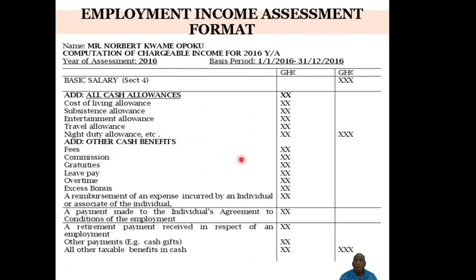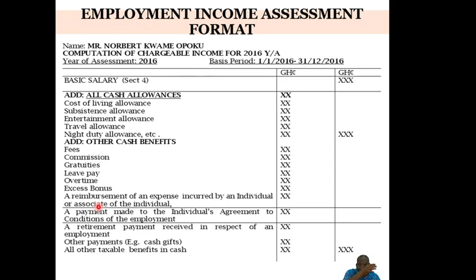So all the allowances, and then you add fees, commissions, gratuities, leave pay, overtime. This overtime will be for employees who are not qualifying junior employees. That's the one we bring here. But if the person is a qualifying junior employee, the overtime will be taxed separately, like we have learned. But for bonus, it should only be the excess bonus, the one beyond the 15%. That's the one you bring here. So all these are cash benefits, so you just be adding them.